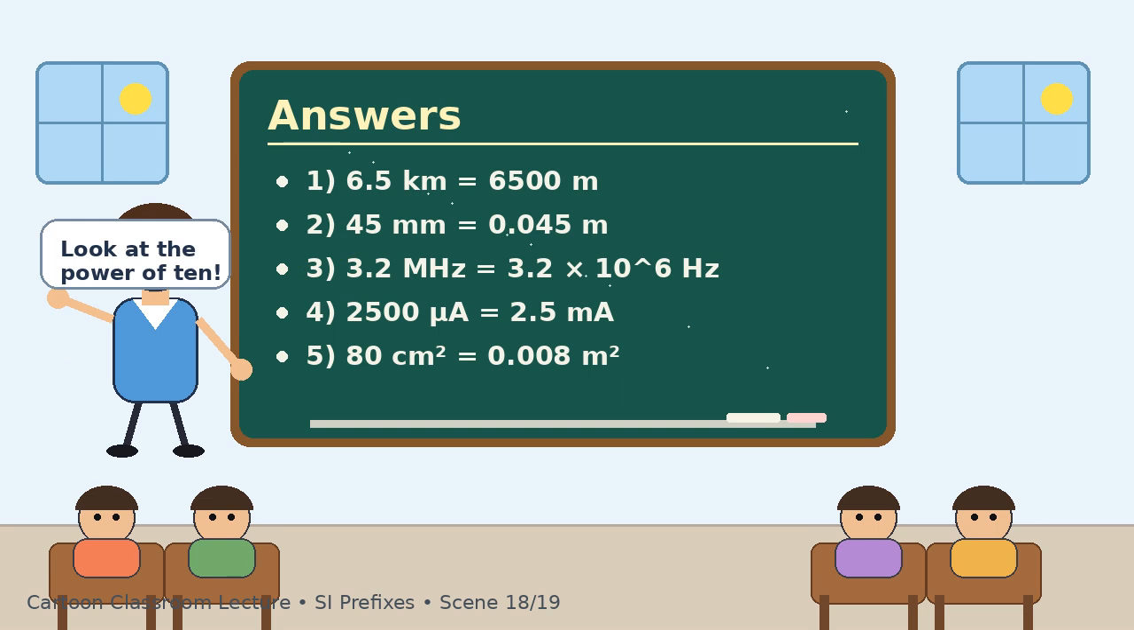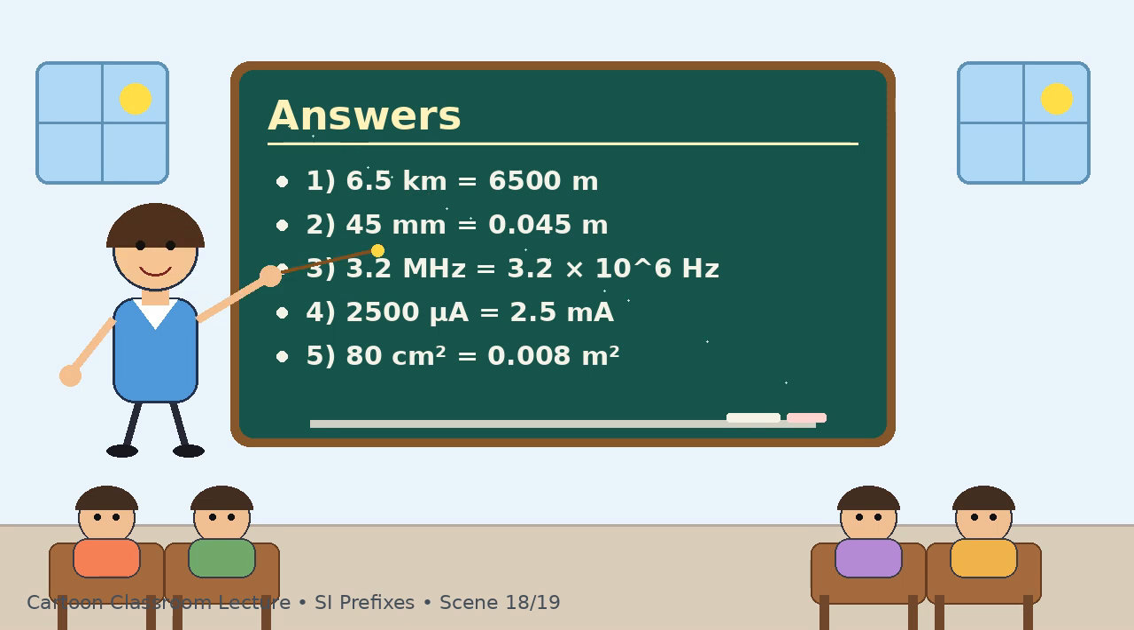Here are the answers. 6.5 kilometers equals 6,500 meters. 45 millimeters equals 0.045 meters. 3.2 megahertz equals 3.2 times 10 to the power 6 hertz. 2500 microamperes equals 2.5 milliamperes. 80 square centimeters equals 0.008 square meters.